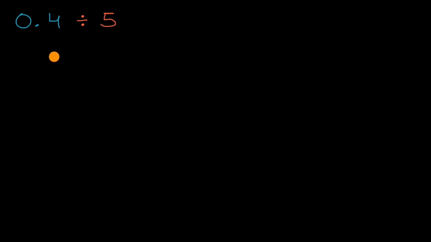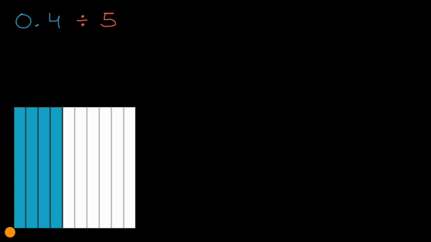Alright, now let's work through this together, and let's actually try to think about what 4 tenths looks like. So if you view this entire square as a whole, you see that we've divided it into 10 equal columns or 10 equal sections, and 4 of those tenths are shaded in. So what you see here in blue is 4 tenths. But how do we divide that into 5 and make sense of it?